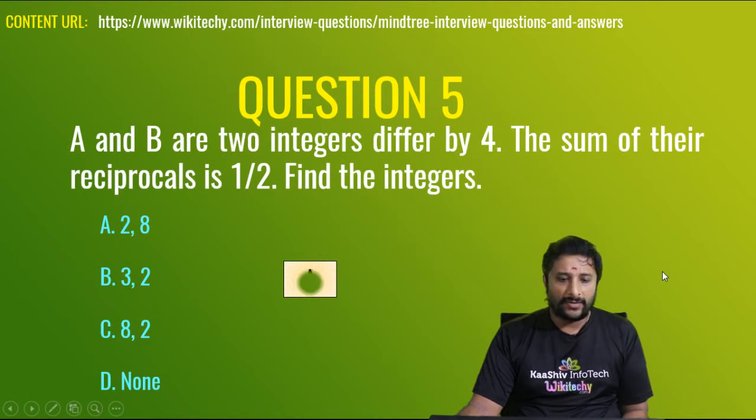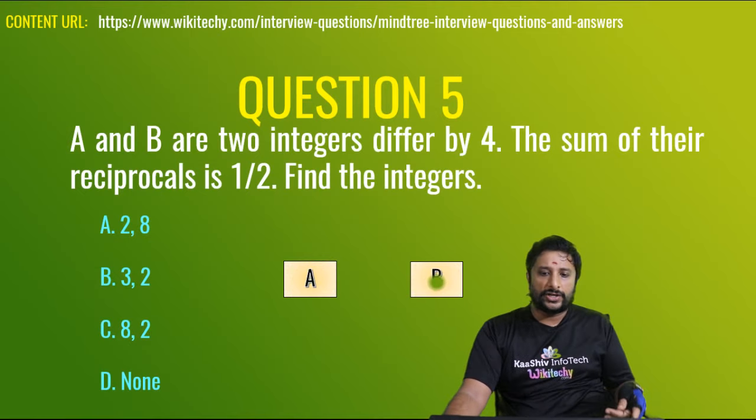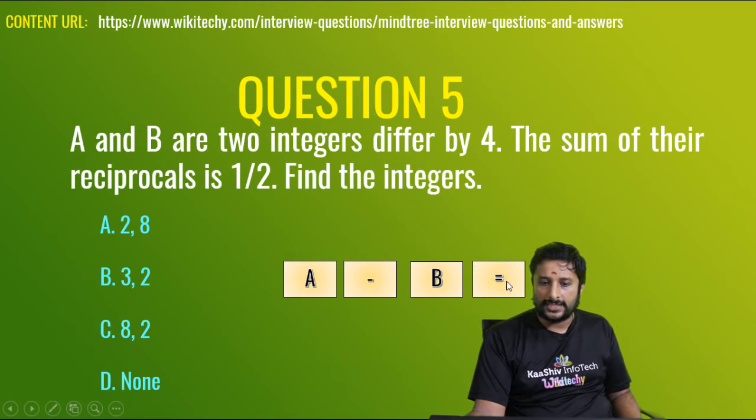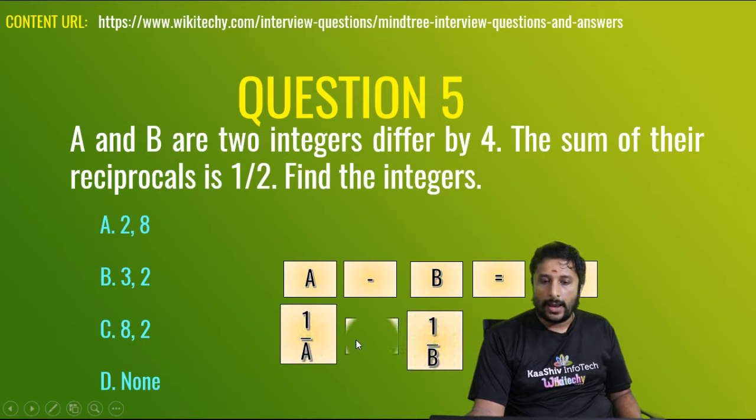Now let's have a discussion. A and B are two integers. They differ by 4, so A minus B is equal to 4. The sum of their reciprocals is 1 by 2, so 1 by A plus 1 by B is equal to 1 by 2. Solving these two equations, you are able to get your answer.